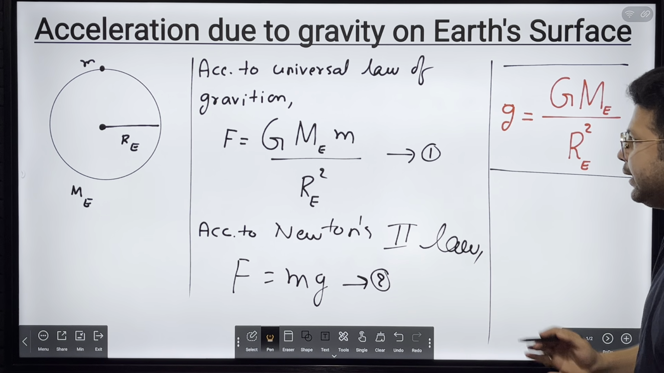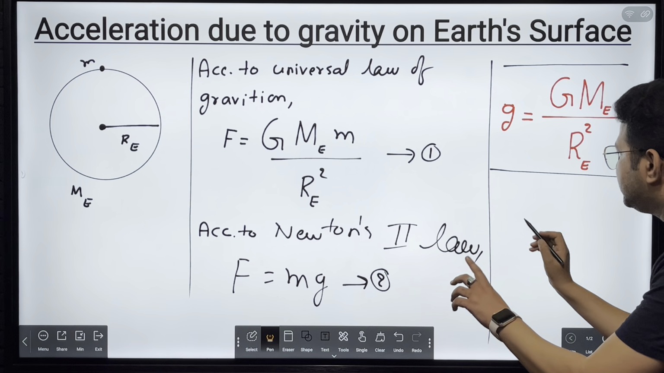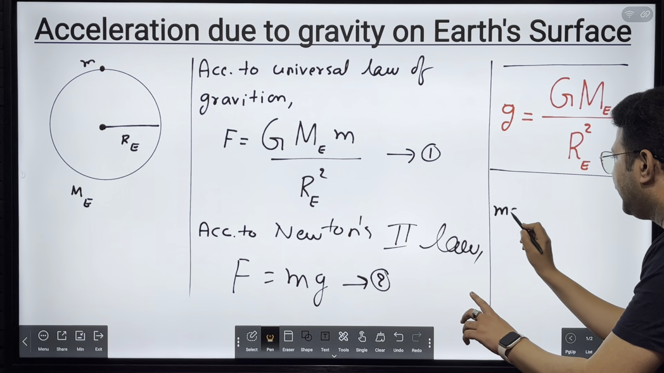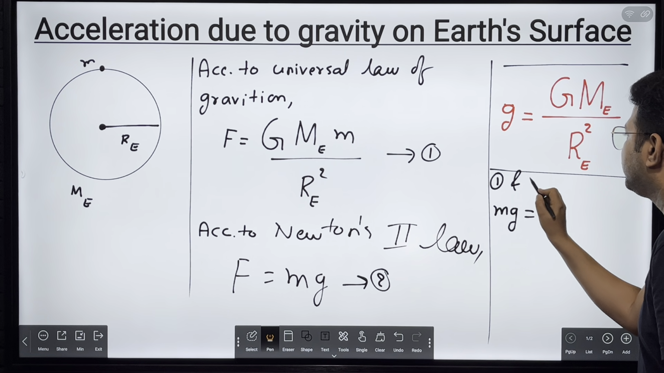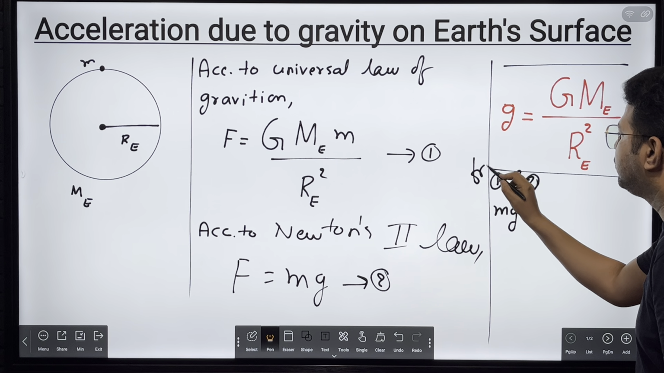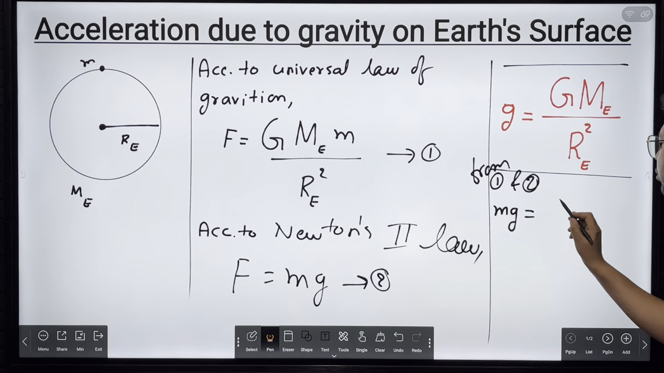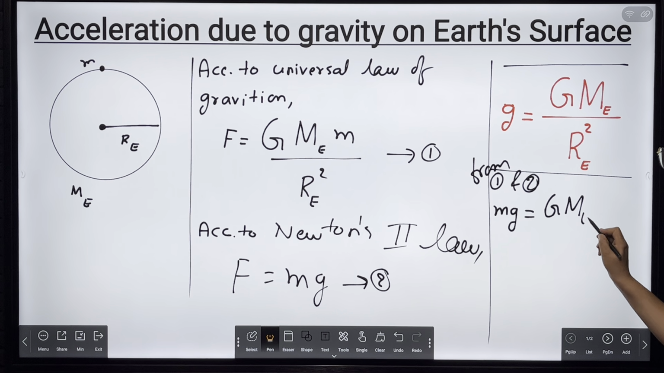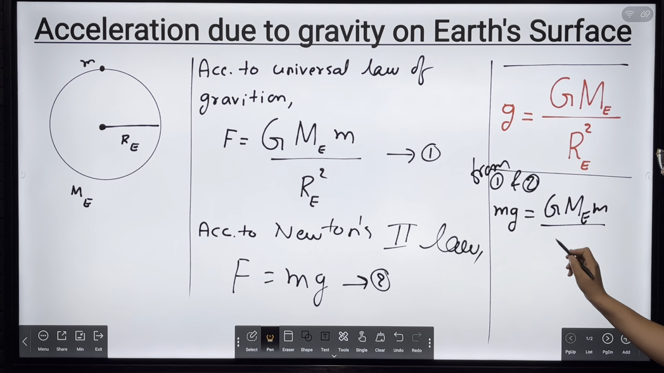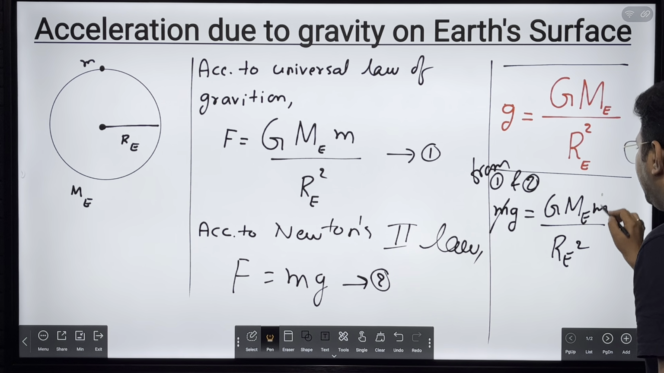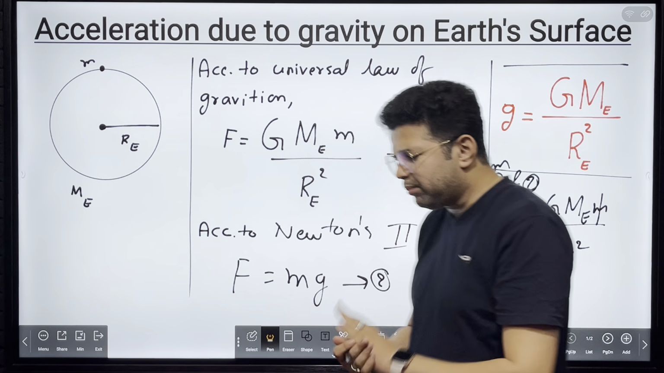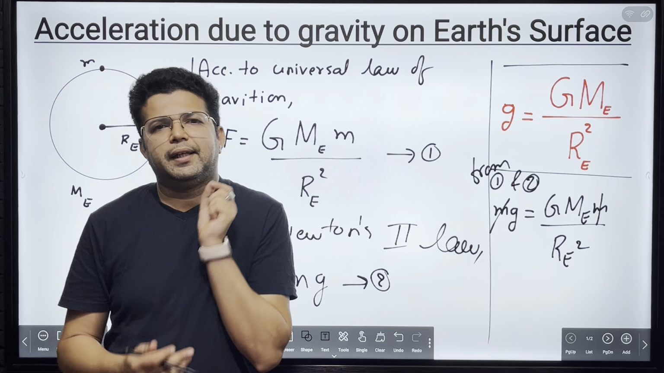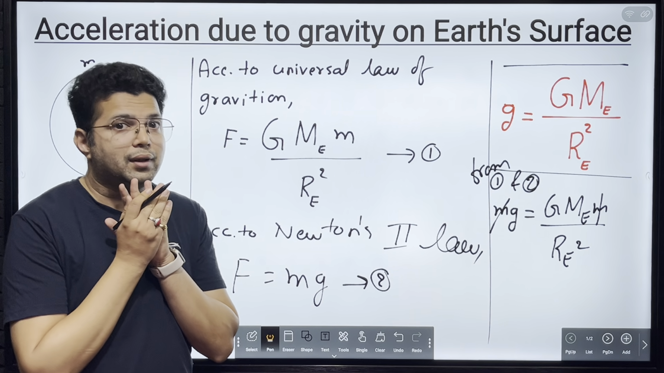From these two equations, I can equate these two. So what happens? From 1 and 2, mg is equal to G into Me into m divided by Re square. So this m and m get cancelled. We got g is equal to G Me divided by Re square. This is a very simple derivation. So this is the expression for acceleration due to gravity on the surface of earth.